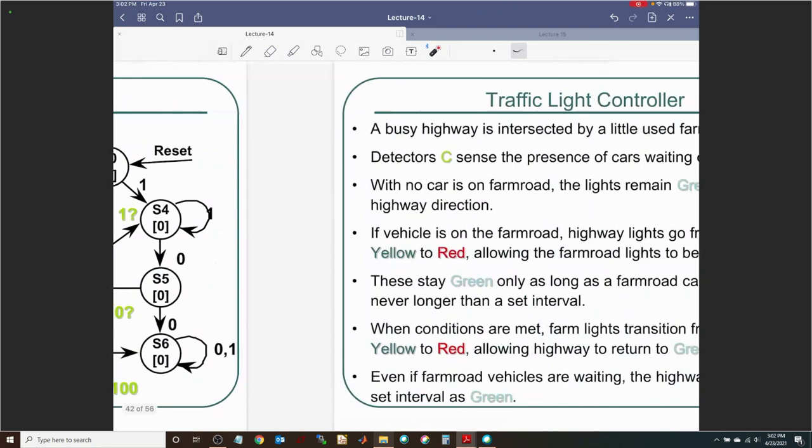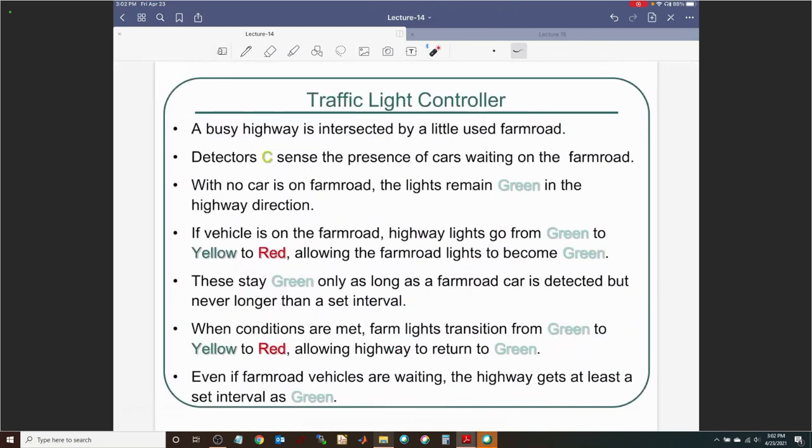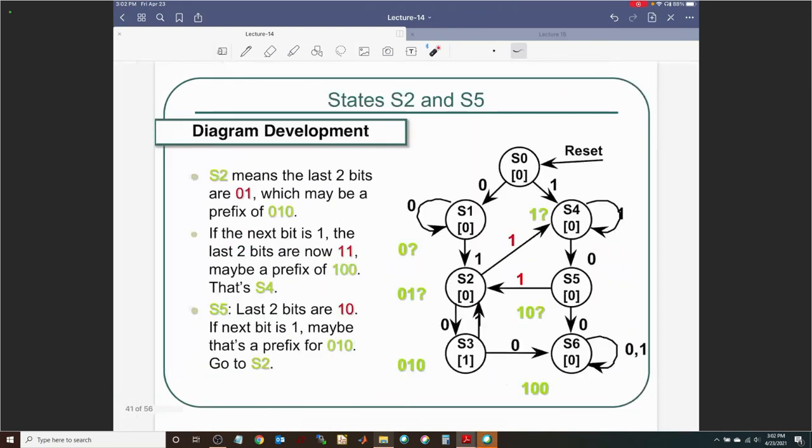Okay. Let's take a look at what is the fourth K-map? Fourth K-map is for Z.